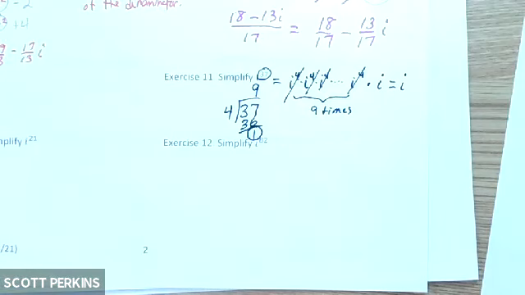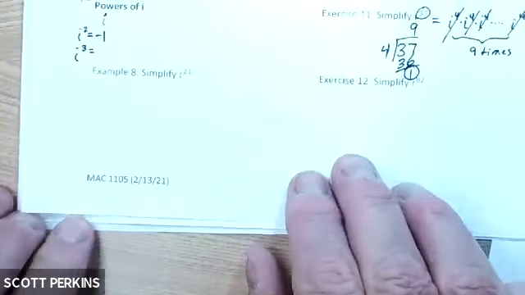So maybe you tuned me out because you're not as excited as I am about math. Here's the shortcut. Just divide by 4 and use the remainder. That's it. So I would like you to do that, please. For example 8, simplify i to the 21st power.